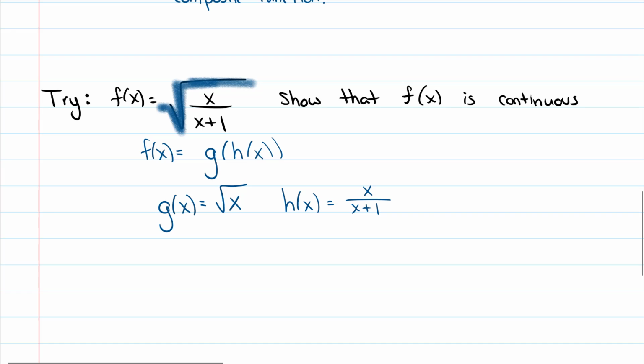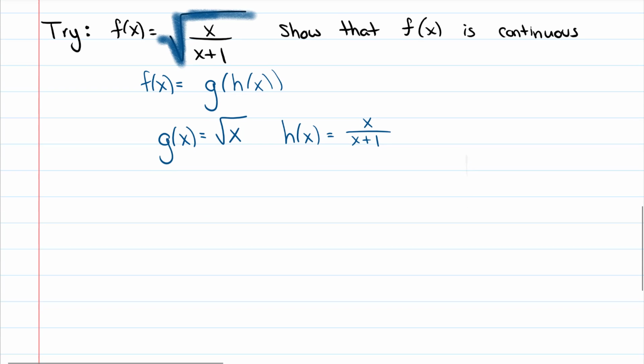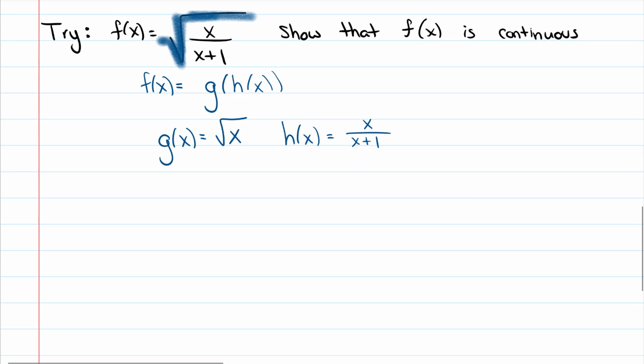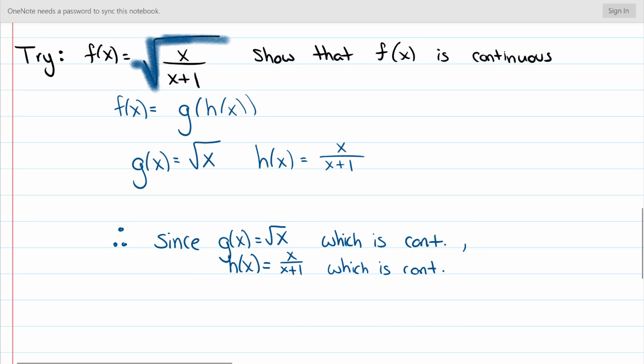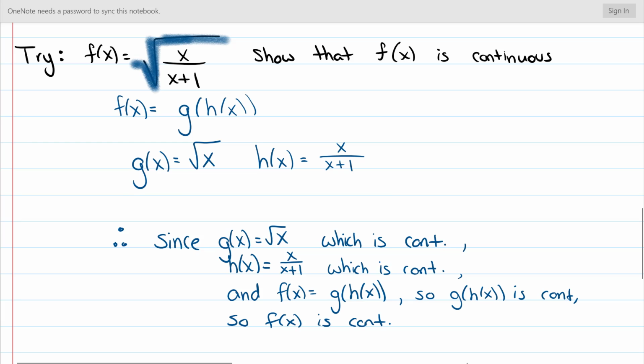So now all we need to do is show that each piece is continuous. So we get that, since g of x is equal to the square root of x, which is continuous, and h of x is equal to x divided by x plus 1, which is continuous, and f of x is equal to the composite function g of h of x, so then g of h of x is continuous, so therefore f of x must also be continuous.